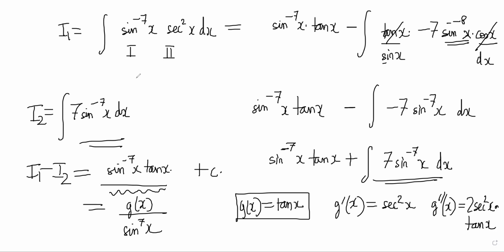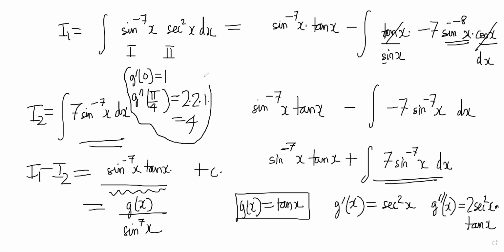And now we can find our values of g dash 0, which is 1, and g double dash pi by 4, which will be equal to 2 times sec square of pi by 4 times tan of pi by 4. Sec of pi by 4 is root 2, so it will be 2 into 2 into 1. So it is 4. So the final answer for us comes out to be 5. The sum of g dash 0 and g double dash pi by 4 comes out to be 5.